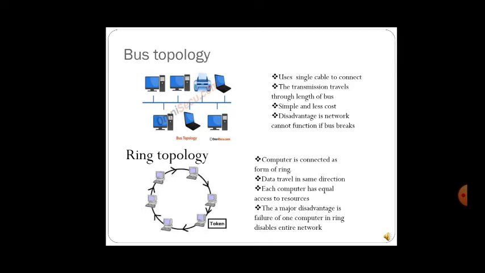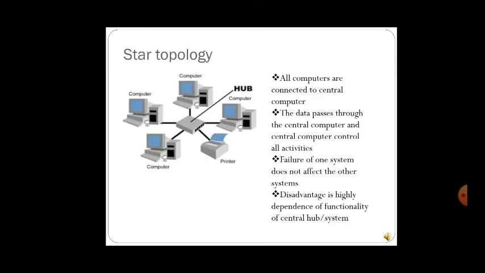So this is the major disadvantage. If the ring breaks, the entire network is broken. Next, let us see the star topology.